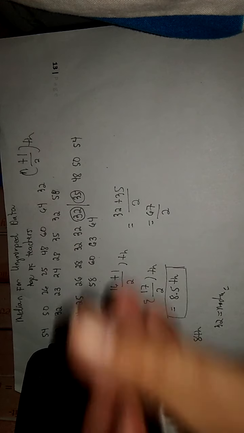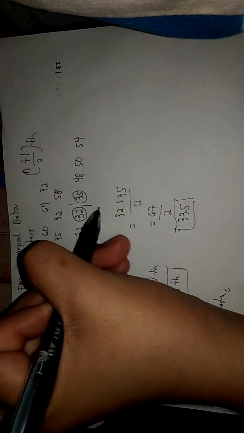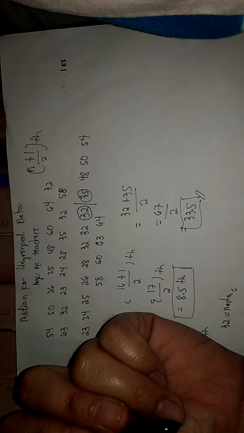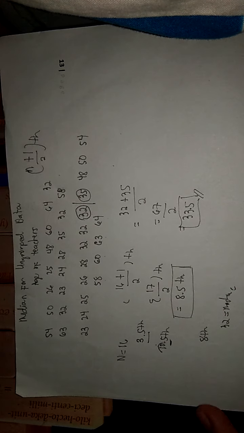So 32 plus 35 is, so para ma-sure natin, 32 plus 35, we have 67. Okay, and then copy yung 2 kasi wala naman tayong gagawin dyan. So 67 divided by 2, so we have 33.5. And yan yung nasa pagitan ni 32 and 35. And this will be our median. 33.5 is our final answer. So, ganun lang po kumuha ng median for ungrouped data.